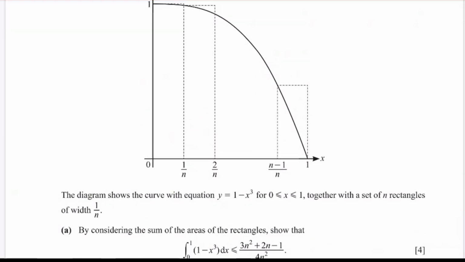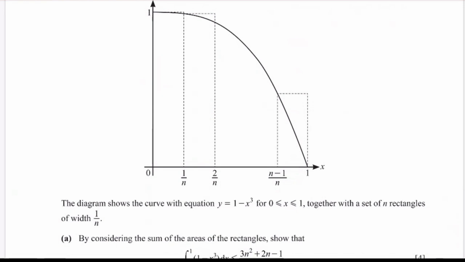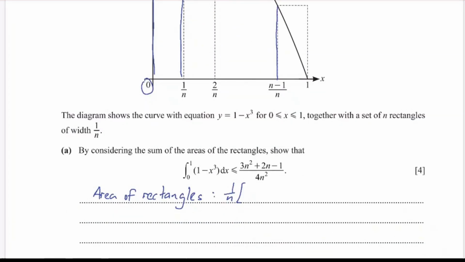The first height is given when x is equal to 0, so you can see the first height is here. The next height is when x is equal to 1 over n, and so on, until the last height, where x is n minus 1 over n. We have to substitute all those x values into the function y.